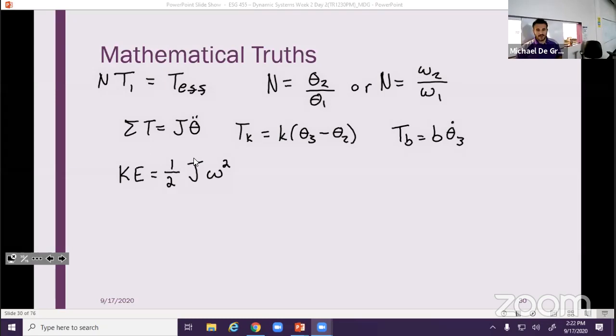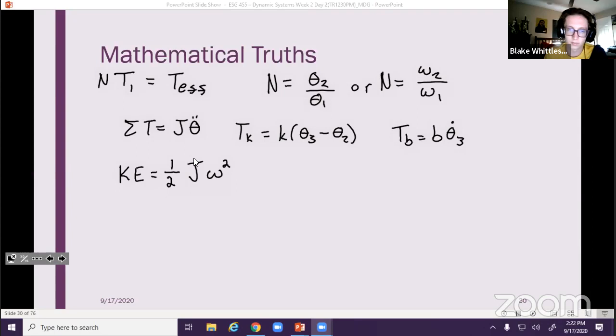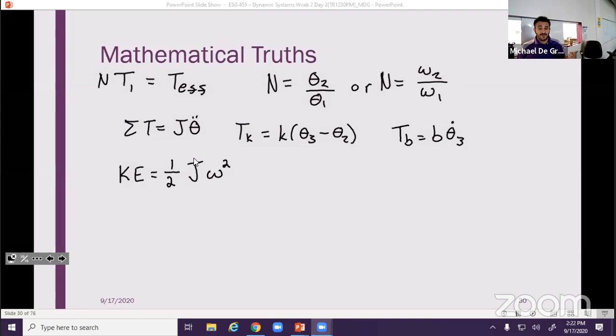1/2 MV squared, yeah. What happens if you have a system that's both translating and rotating? Well, energy is a scalar, so you just add them: 1/2 J omega squared plus 1/2 MV squared. But one's translational and one's rotational. Yes, I can, because they have the same units. Anyway, this is completely rotational, so it doesn't really matter. We're just gonna use this.